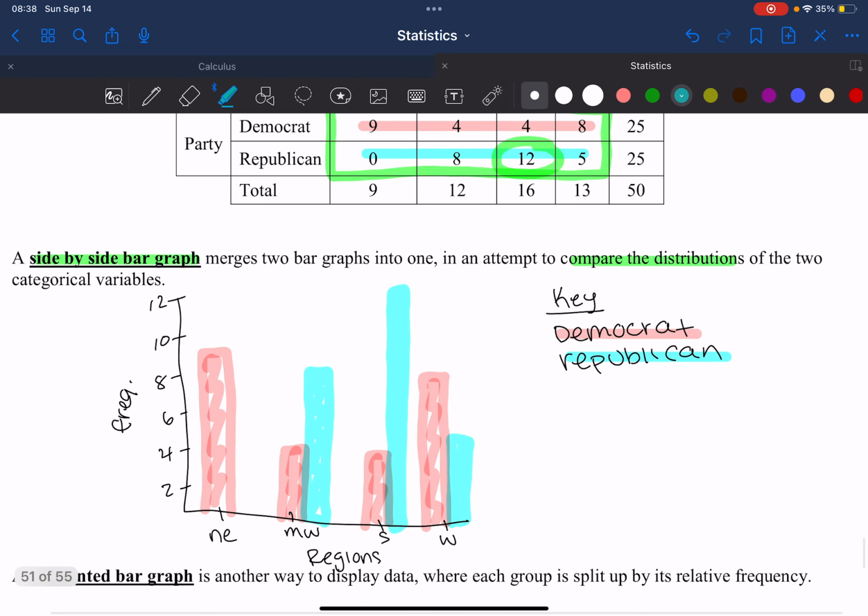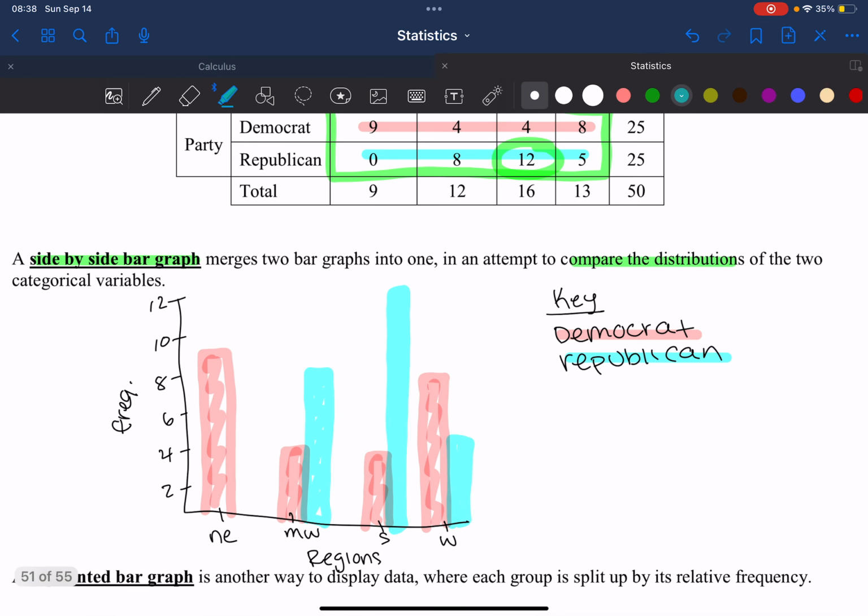Okay, so now that I have my side-by-side bar graph done, I want you to notice a couple things. First, notice how we still have gaps between each of our variables. It's still a bar graph, which means we are not putting all the data together next to each other like a histogram. And each bar is representing one variable, not a range of variables.